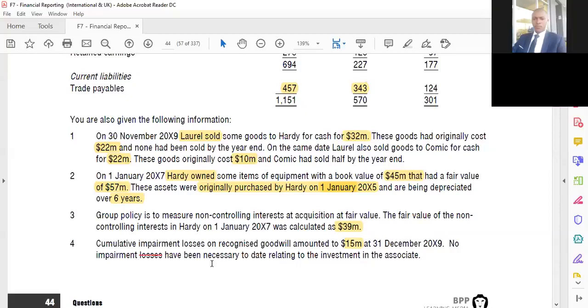So what do we do? Let's do the work now. Let's go down to the calculations. We're going to do the net asset list. The net asset list is working number 2. After you've done the consolidation adjustments, you now work out the net asset list.